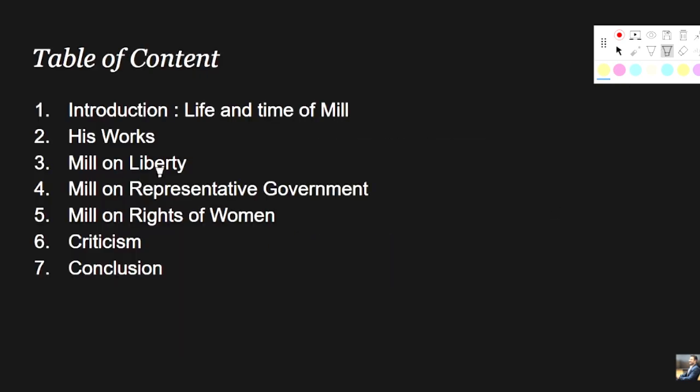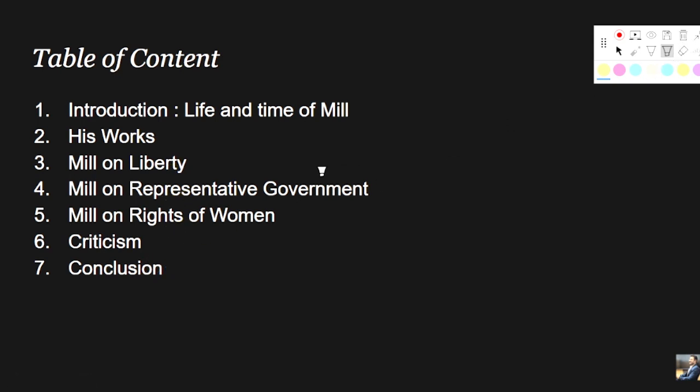So the table of contents will look like this. We will be starting with the introduction, that is the life and times of Mill. Then we will see his seminal and influential works like On Liberty, Utilitarianism, and so on. We will see his perspective on liberty, what he had to say about liberty, then on representative government, then Mill on the rights of women. These are the most important political perspectives of J.S. Mill. Then we will see the overall criticism of J.S. Mill. Then we will end this series of lectures with an interesting conclusion which will give you a balanced perspective on Mill, right?